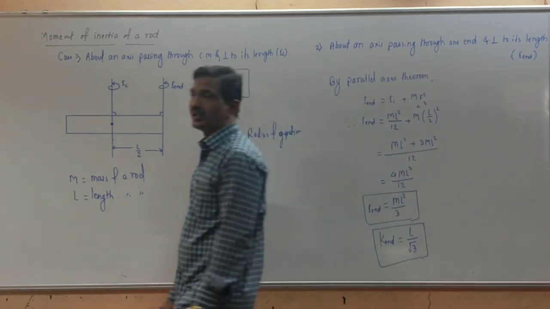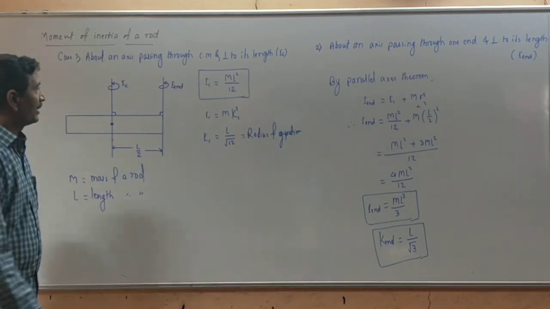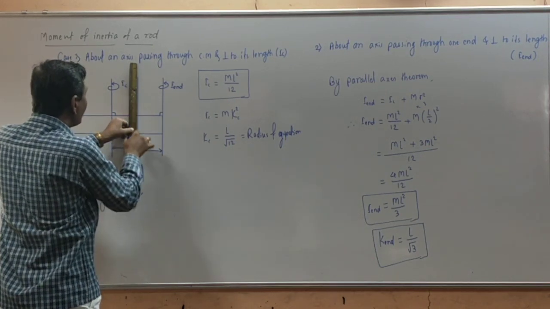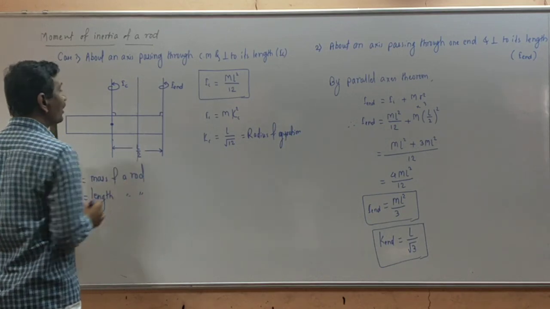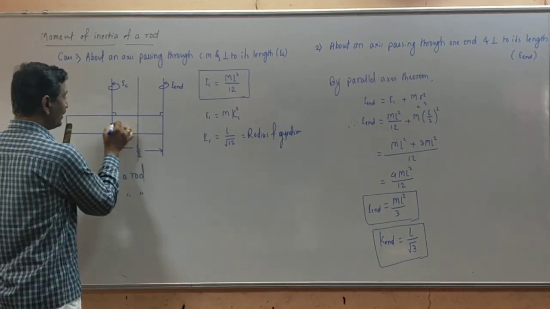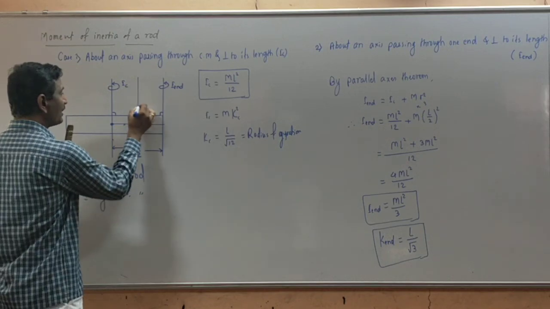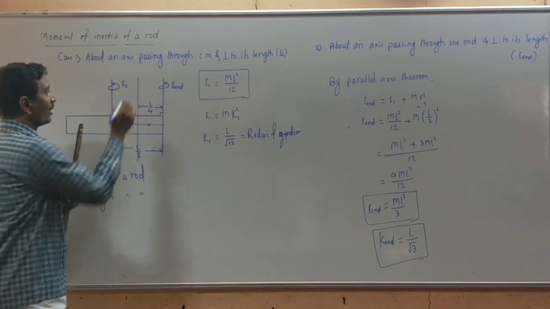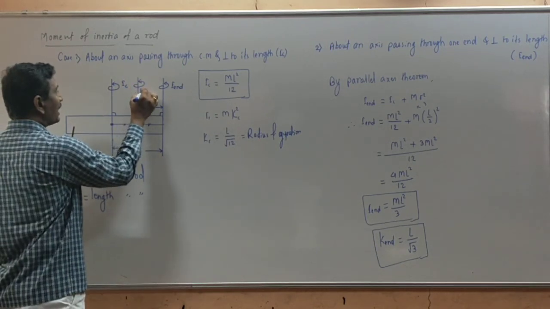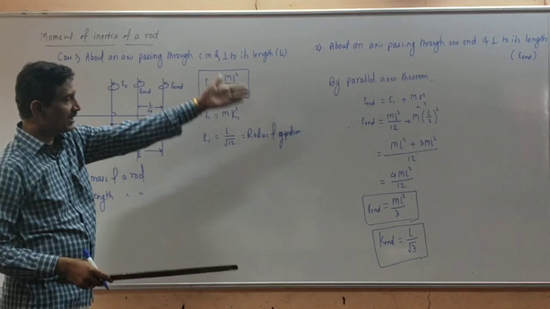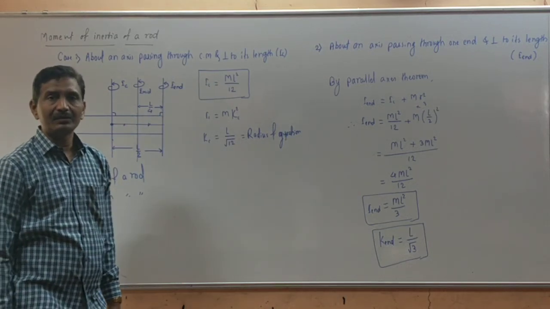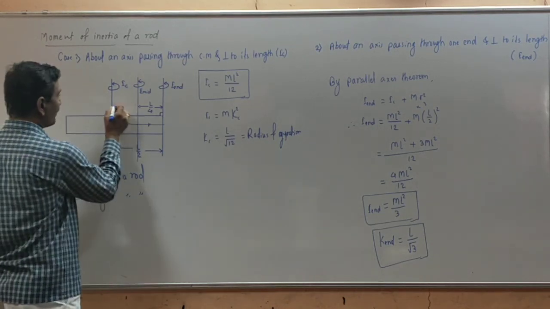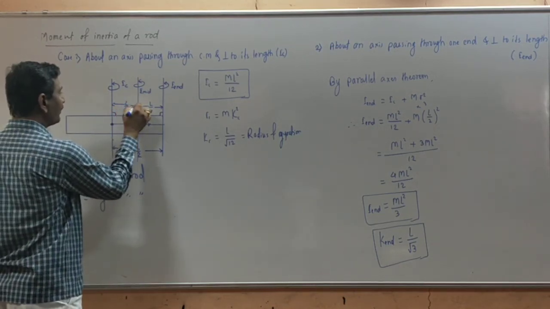One more case we consider here. Suppose the axis passes midway between the center and one end of the rod. So this point is the midpoint. Therefore this distance is L by 4. Its moment of inertia is denoted by I mid. So follow the same process: apply the parallel axis theorem, put the value of IC and calculate it. So here this is L by 4.